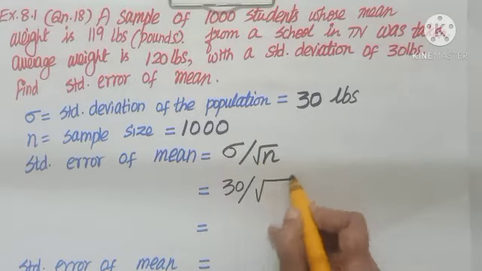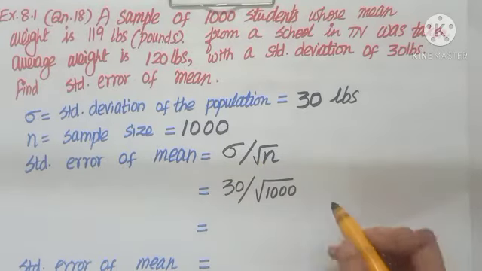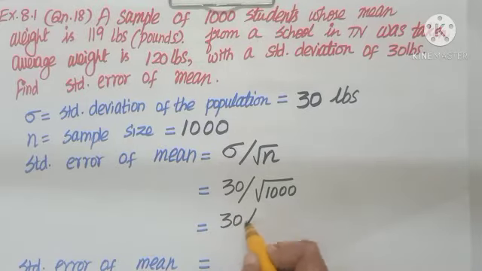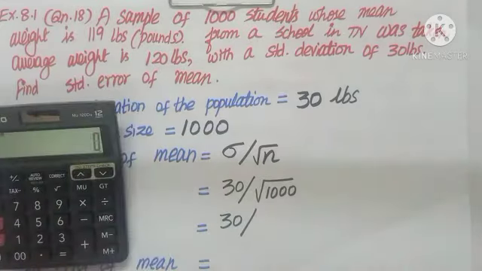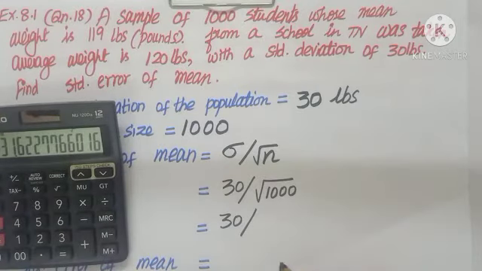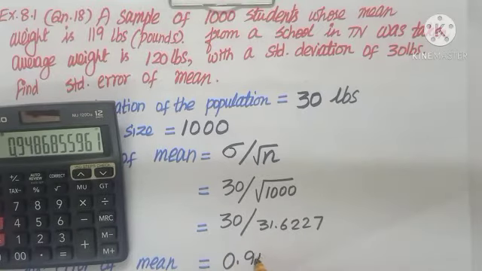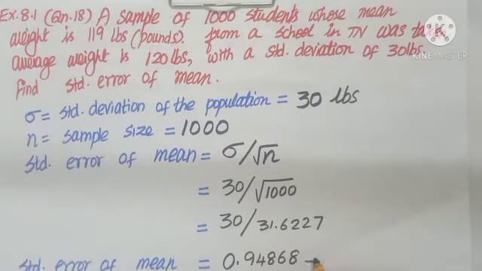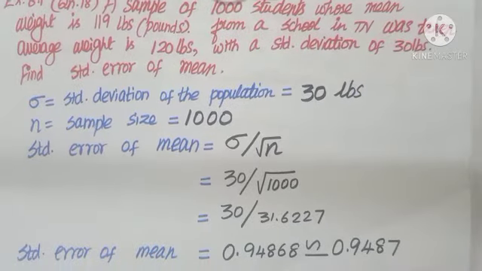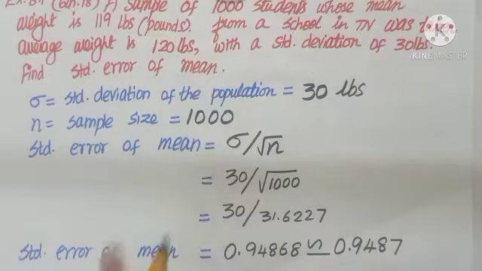What is sigma? 30 divided by root of 1000. What is root of 1000? Find out root of 1000. It is 31.6227. Divide 30 by 31.6227, that is 0.94868, approximate to 4 decimals, 0.9487, and that is the standard error of mean, what is expected in the question.